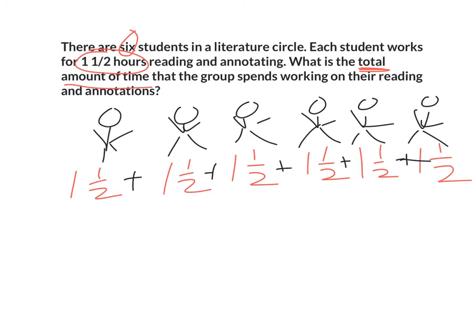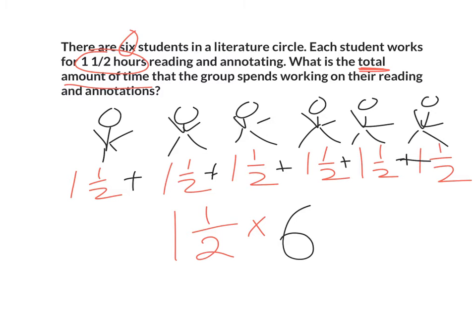But what I know about doing addition with the same number so many times is that there's a faster way to do it with multiplication. So instead of writing 1.5 plus 1.5 plus 1.5 plus 1.5 plus 1.5 plus 1.5, I would do 1.5 times, how many people were there? There were 6 people. Well, we've never multiplied a mixed number and a whole number before.